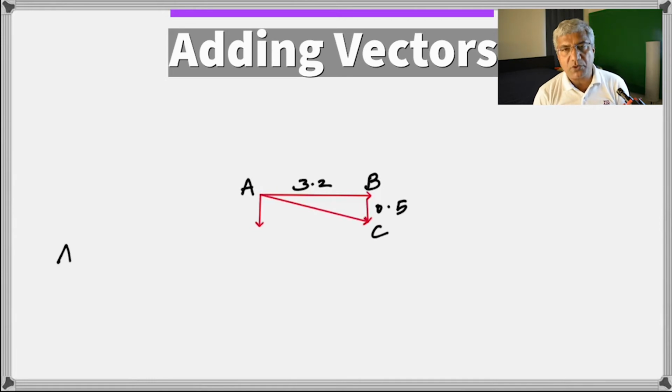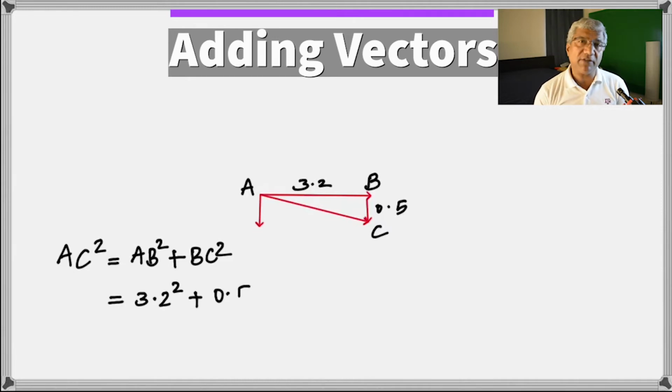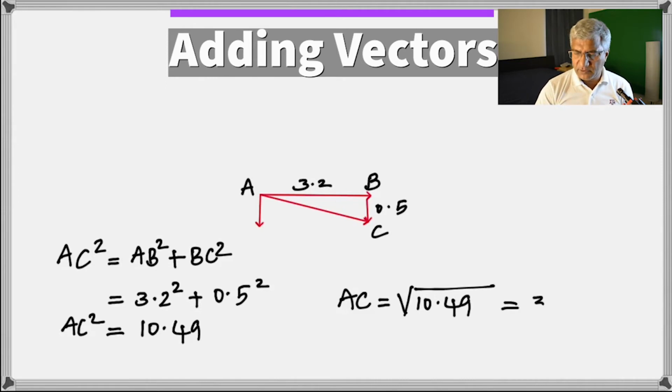Okay. So AC squared is AB squared plus BC squared. That's what we're going to do. And then AB is 3.2, so that's 3.2 squared plus BC is negative 0.5. If you've written negative 0.5, it will not make any difference because the square of a negative quantity is a positive quantity. Okay, just remember. So that is 10.49. You've got to take the square root of that, and the square root of 10.49 will give us 3.2 meters. So that is the total vector.